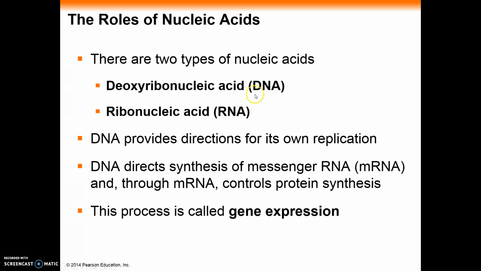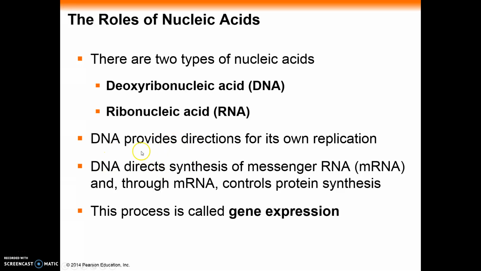There are two types of nucleic acids. We have deoxyribose nucleic acid, or DNA, and then we have ribonucleic acid, or RNA. DNA is more stable. RNA is less stable. DNA provides its own directions for its own replication. RNA is made from DNA. And it's through RNA that genes get expressed, or the instructions for a protein amino acid sequence come from.